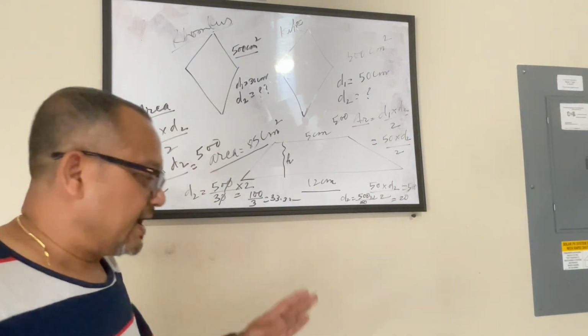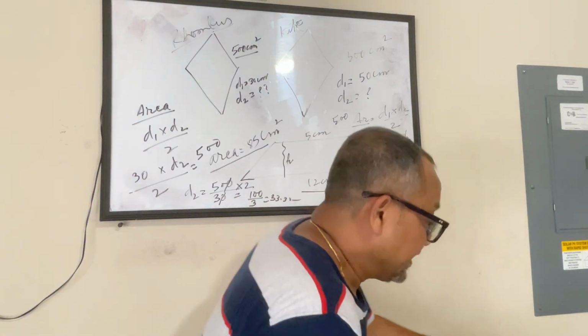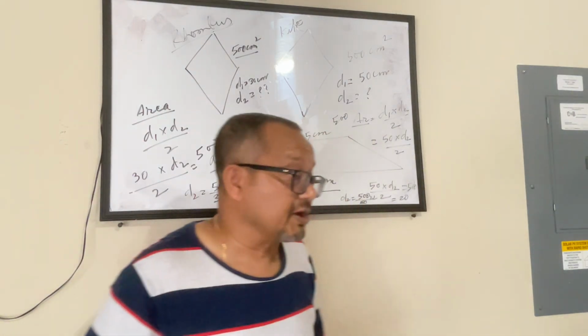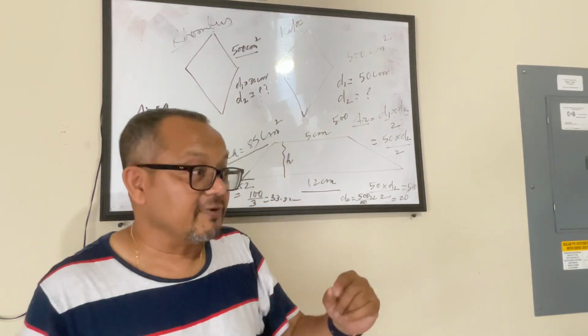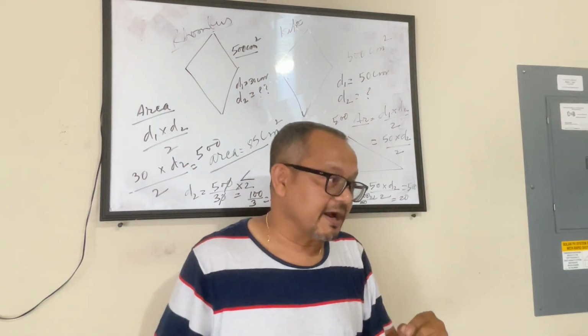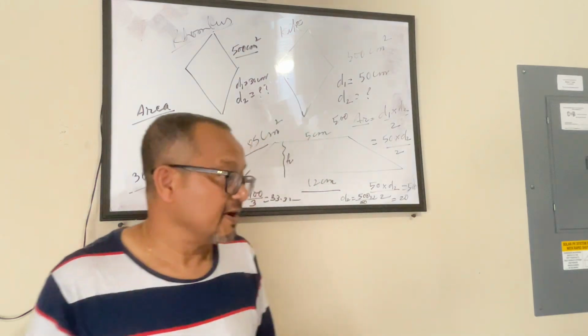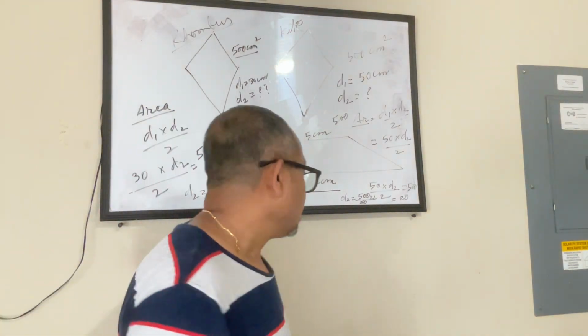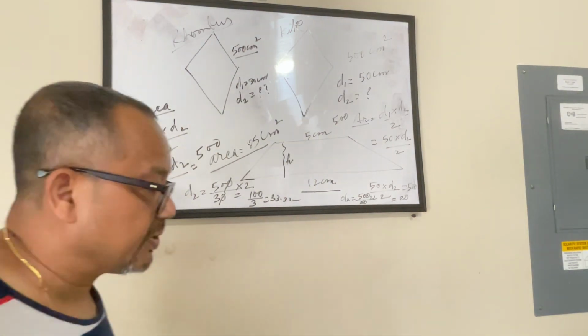Again, I would say it's always important to be quick, but quick with accuracy. That's where it matters. Don't just be quick with mistakes. 100 by 3 is 33.33.